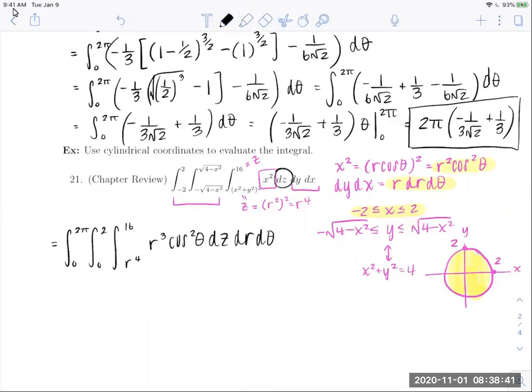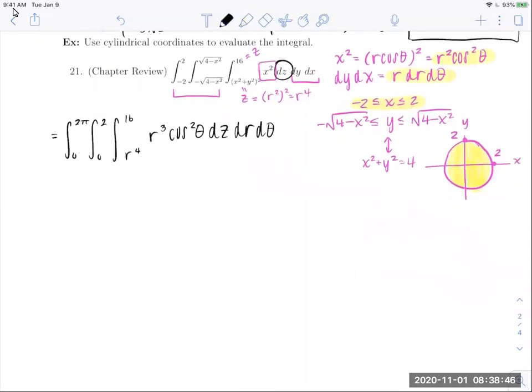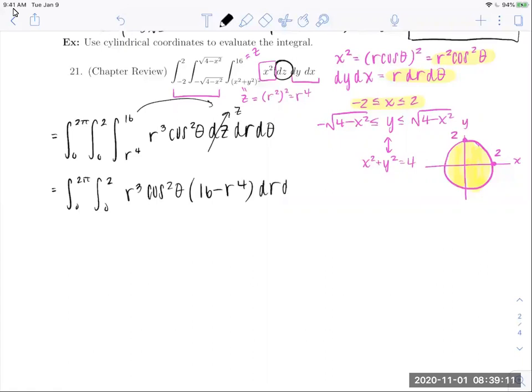All right, so here's our setup. Now we just need to carry out the integration. Let's integrate with respect to z first. You'll notice that this is just going to pop a z out. So I'm just going to go ahead and skip a step and plug in my limits of integration. So I have 0 to 2 pi, 0 to 2 r cubed cosine squared theta. And when I evaluate my z, I get a 16 minus r to the fourth dr d theta.